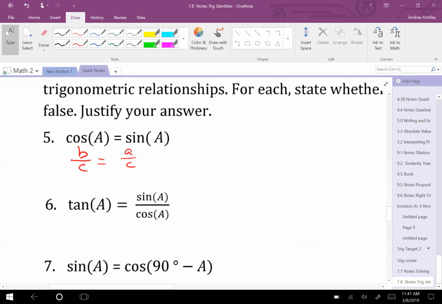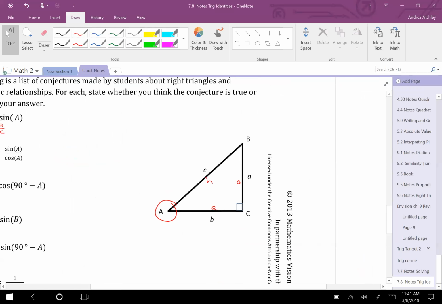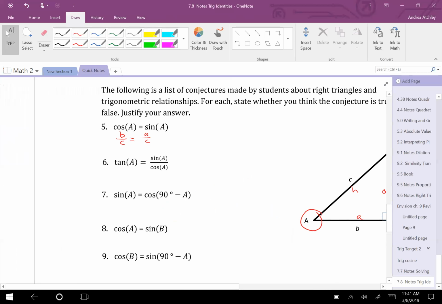Could it sometimes be equal? When would it be equal in my triangle? Very good, when my angles are 45 and 45. When my two angles are congruent, that means these two sides would be congruent, and A would then equal B, so that would work. But in this case, we don't know what the angles are, so this would be false. Only if B equals A, because the C already matches. So we'd have to have B and A be equal.